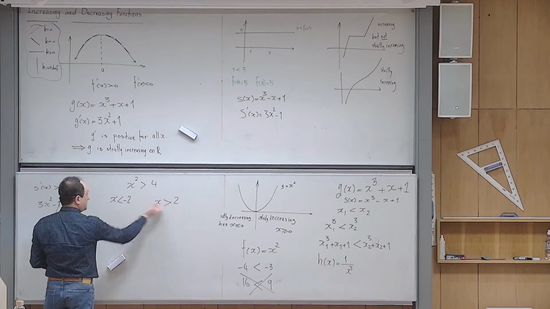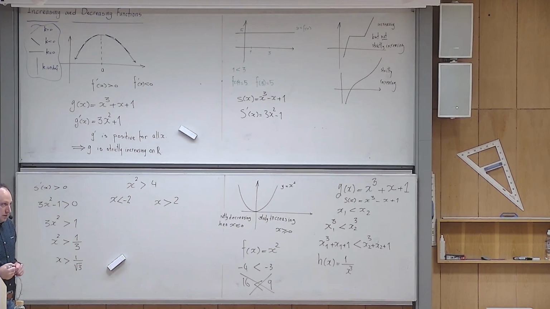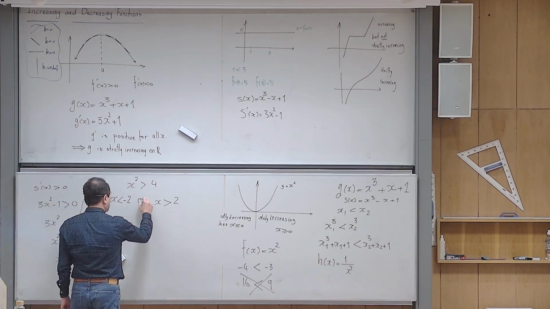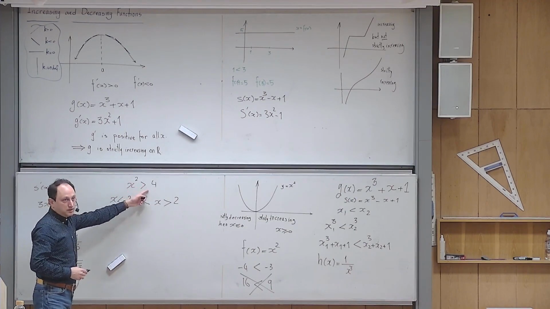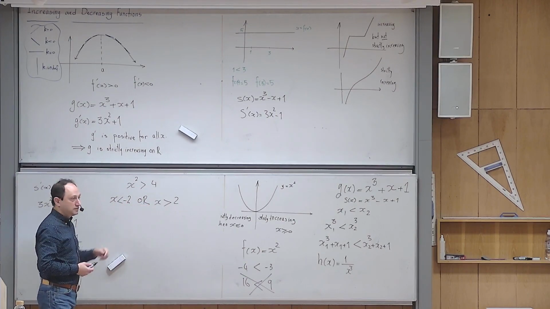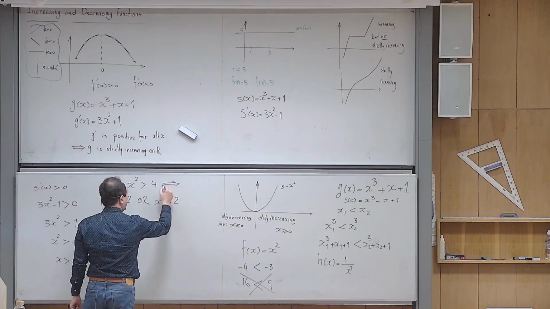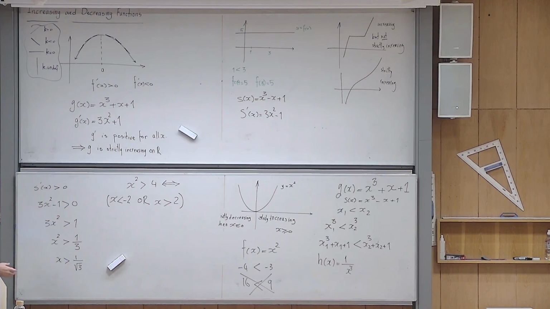Do you agree if I write this and that, or what should I write? X is greater than -2 and less than 2. Is that possible? No, it is not possible, and it is not correct. You have to write or. So this means that if x squared is greater than 4, then either x is less than -2 or x is greater than 2. Actually, these two statements are equivalent. Is that clear?